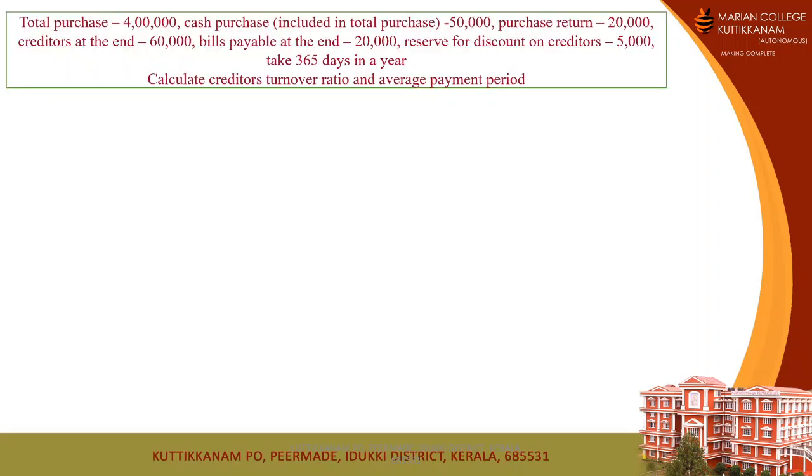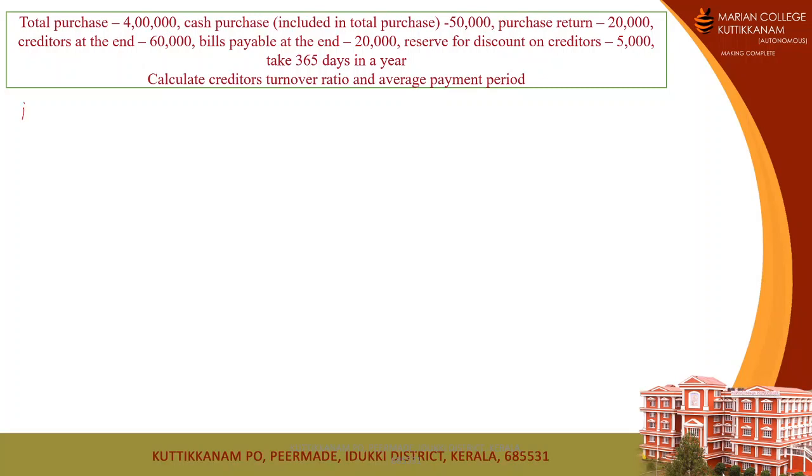Now we will see how we can work out a simple problem. Here total purchase is given as 4 lakh. Then cash purchase is 50,000. Then there is purchase return, that is 20,000. Then creditors at the end, that is 60,000. Bills payable is 20,000. Reserve for discount on creditors 5,000. Then we need to take 365 days in a year. And you are going to calculate creditors turnover ratio and average payment period. So shall we start? Okay.